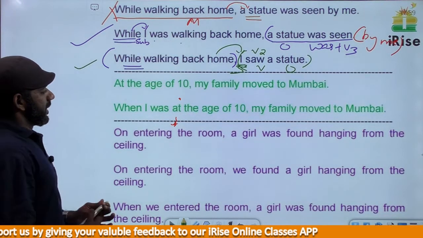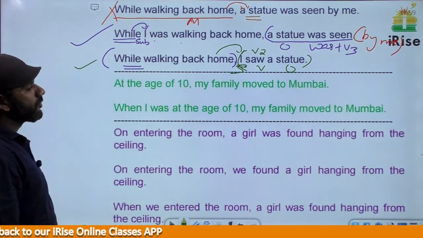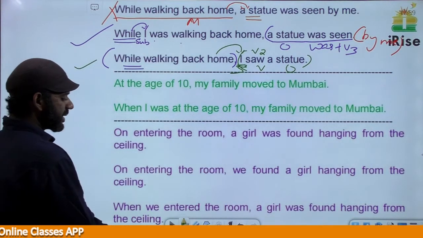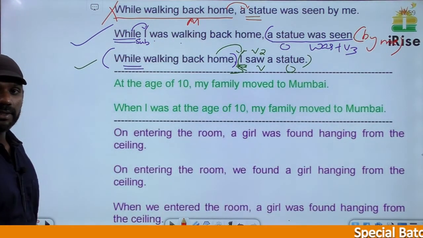Understand the meaning. At the age of 10, comma, my family moved to Mumbai. Which is a modifier here?